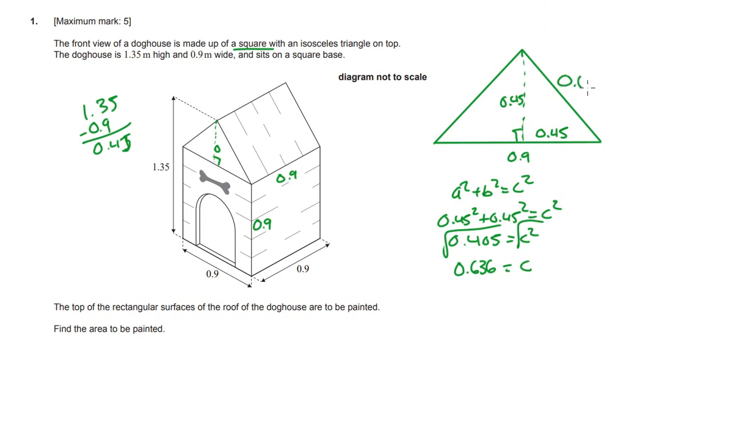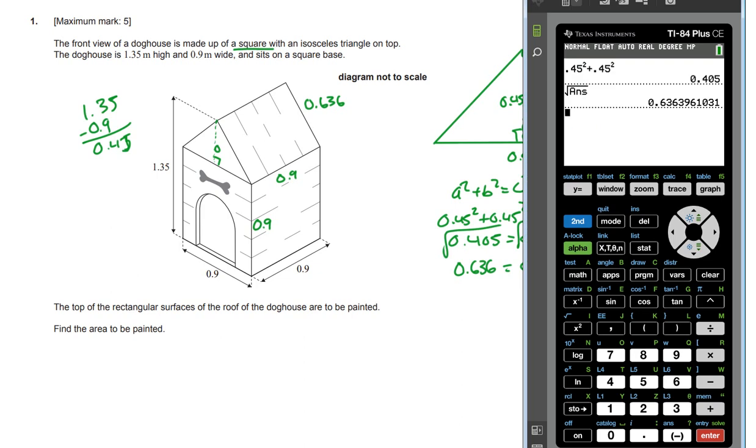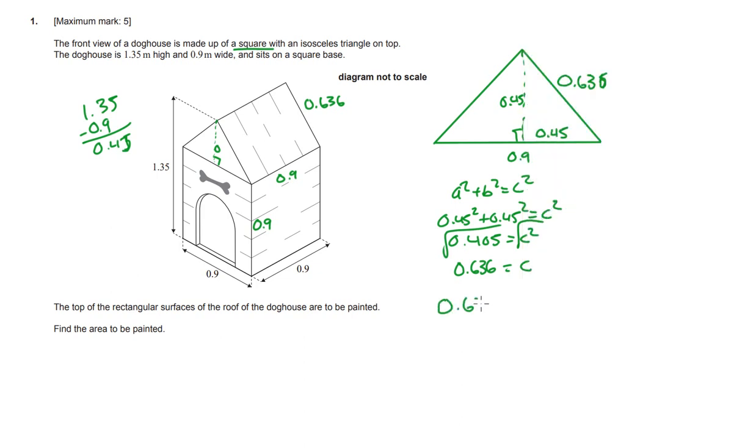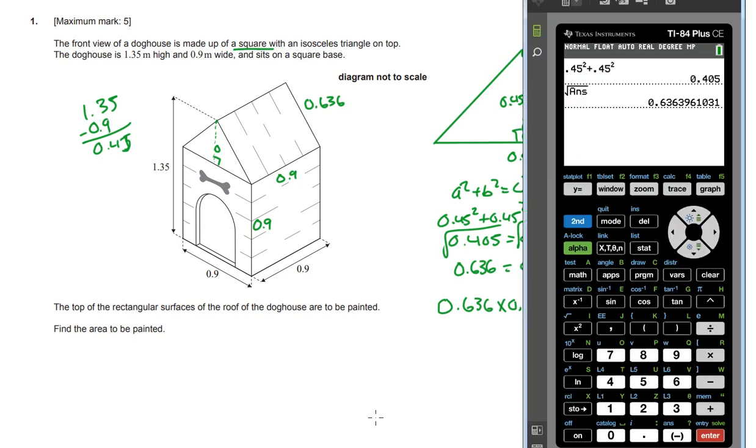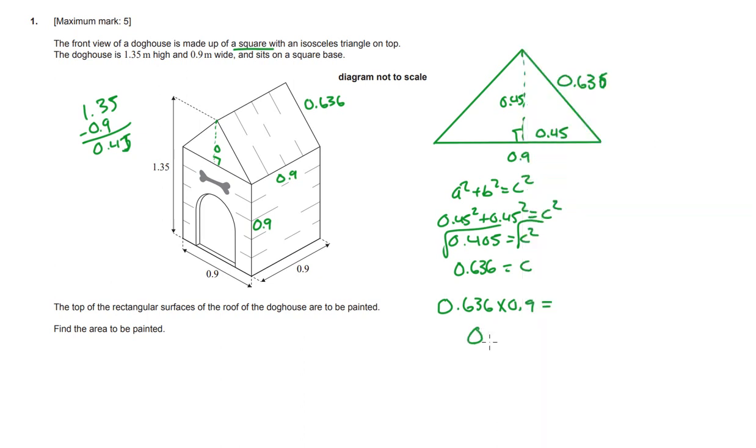0.636 is going to be this length right here. Let's put it over here, 0.636. To find the area of each one of these, it's 0.636 times 0.9. It's going to be each one of our rectangles. We already have this unrounded number in the calculator, so I would definitely multiply that by 0.9 instead of retyping in 0.636, because this again is unrounded. We get 0.573 rounded off.